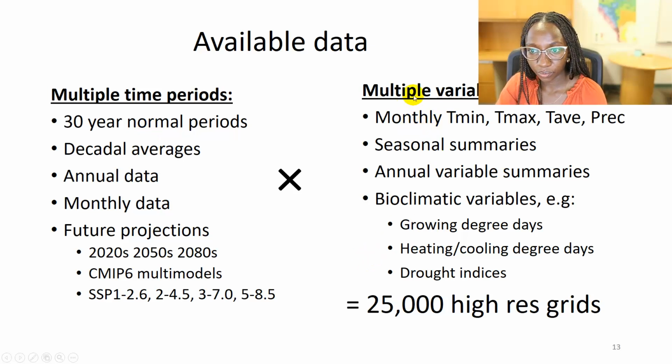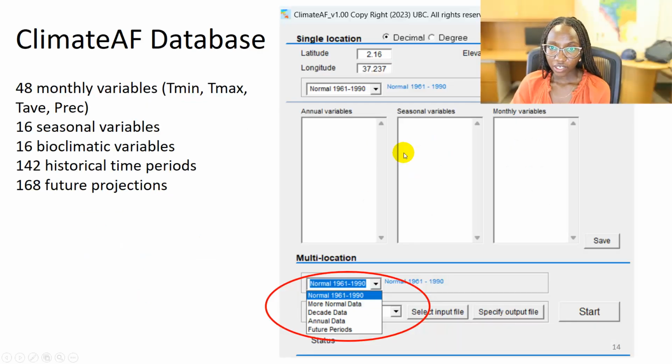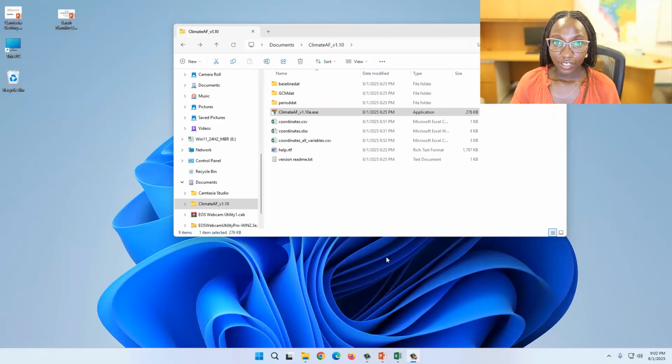We produce this data in multiple time periods, from 30-year normal periods to monthly data and even future projections. It's available with multiple variables, monthly, seasonal, among others. In the end, there's a large number of high-resolution grids. So for the end user, this can all be queried in a very user-friendly ClimateAF software. Now I'm going to show you briefly how the software works.